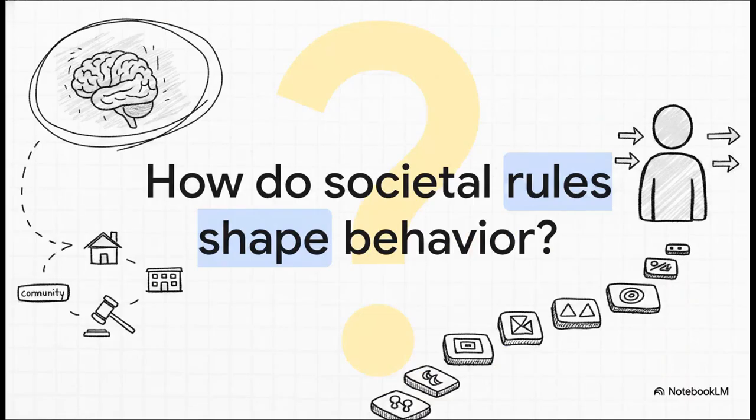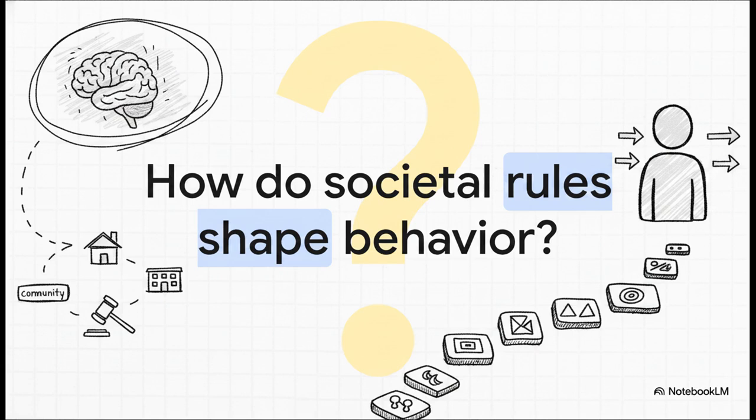But before we get into the actual mechanics of Kohlberg's theory, we really have to tackle a massive question. How do societal rules actually shape our behavior? I mean, think about it for a second. We aren't born knowing the laws of our country or the unspoken social norms of our neighborhood. Picture a toddler just grabbing a toy from another kid. In that exact moment, they have literally zero concept of ownership or fairness or theft. They just see the toy and they want it. But fast forward 15 years, and that exact same person might be passionately debating the ethics of digital piracy or corporate fraud.